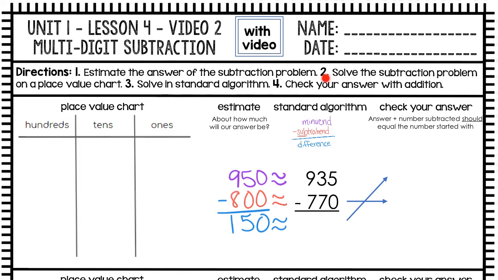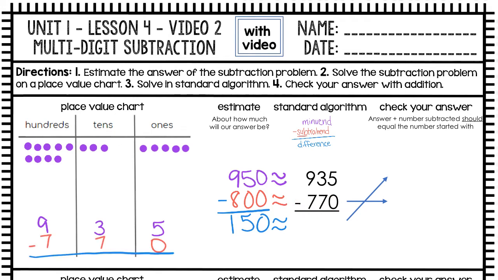Our second step, now that we've found the estimate, is to solve the subtraction problem using a place value chart. So it's your turn to write 935, the number we're starting with, in our place value chart. Pause the video to do this. I have 9 hundreds, 3 tens, and 5 ones. I've written it down here, and I'm going to write my subtraction problem, minus 770, and we're going to find out how much that equals.